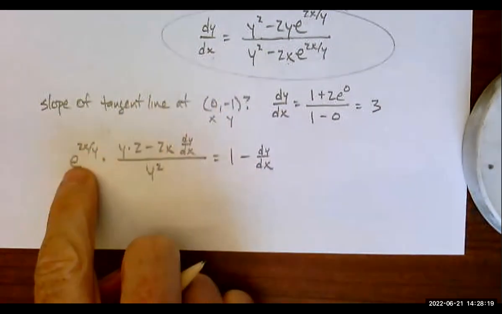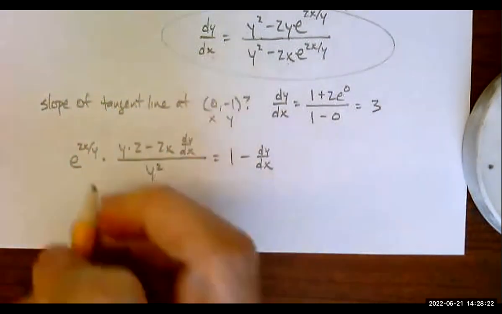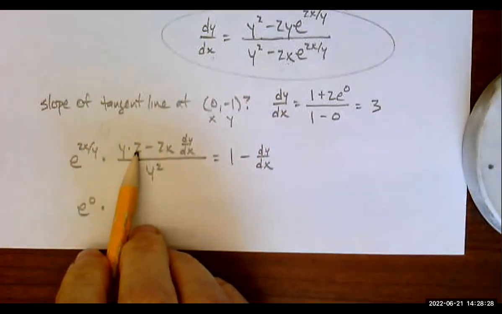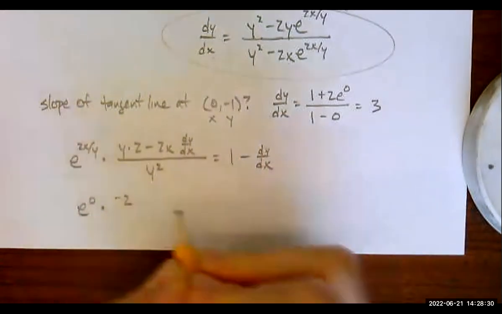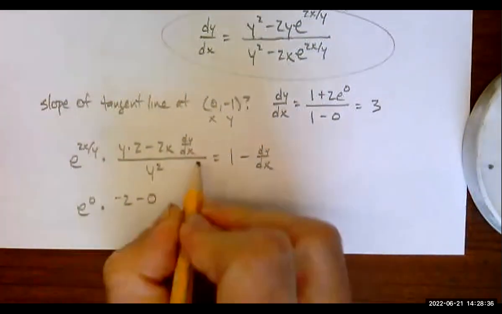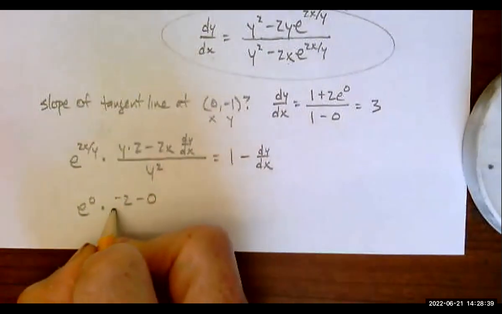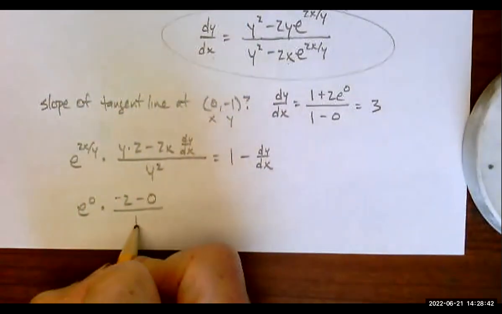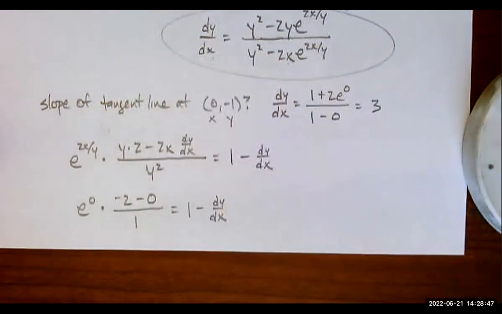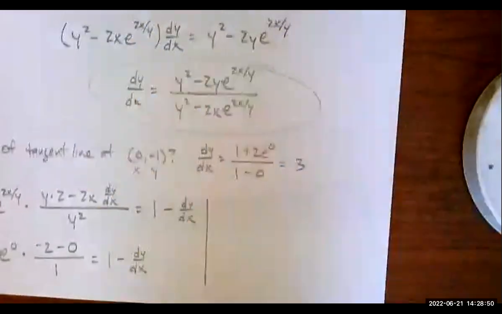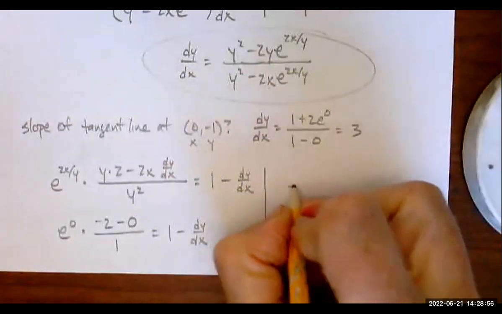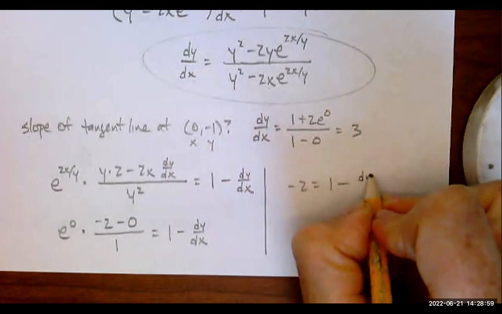So I'd have e to the 2x over y, but x is 0, so that'd be e to the 0. -1 times 2 is -2, minus 2 times x, and the x is 0, so all of this is gone. Oh, wow, that even wiped out that dy over dx. Over y squared, which is 1, and it equals 1 minus, nothing to plug in on this side, like that. Now I could finish this up right over here. So let's see what would happen. e to the 0 is 1, so this would be -2 equals 1 minus dy over dx.